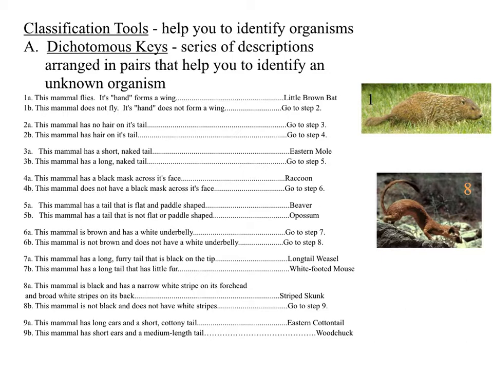So here we are. This mammal is black and has a narrow white stripe on its forehead and broad white stripes on its back. Well, that's not true, right? So 8B, this mammal is not black and does not have white stripes. Well, it's not black, it does not have white stripes, so we're going to go to step 9. Step 9, this mammal has long ears and a short cottony tail. I would say it does not have long ears or a short tail. So this mammal has short ears and a medium length tail. Looks like short ears to me and a medium length tail. So that animal would be a woodchuck.